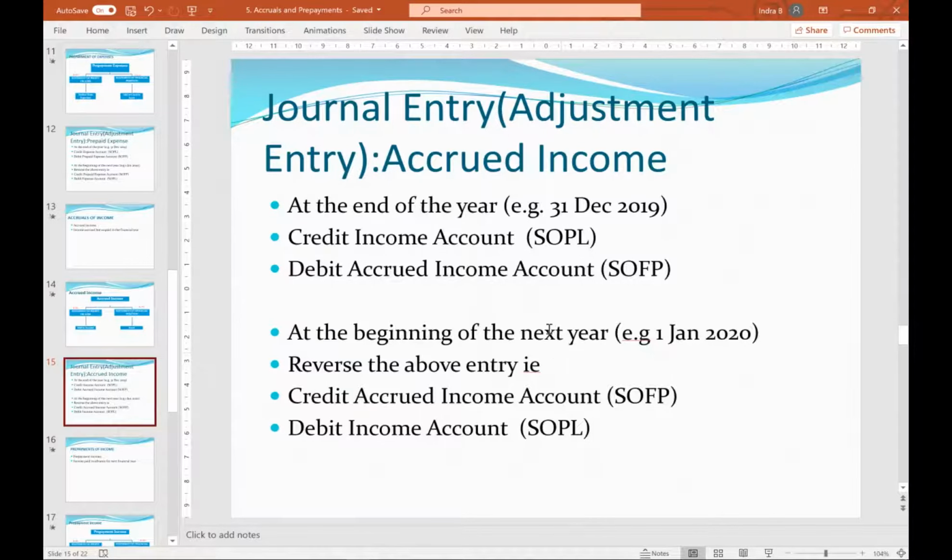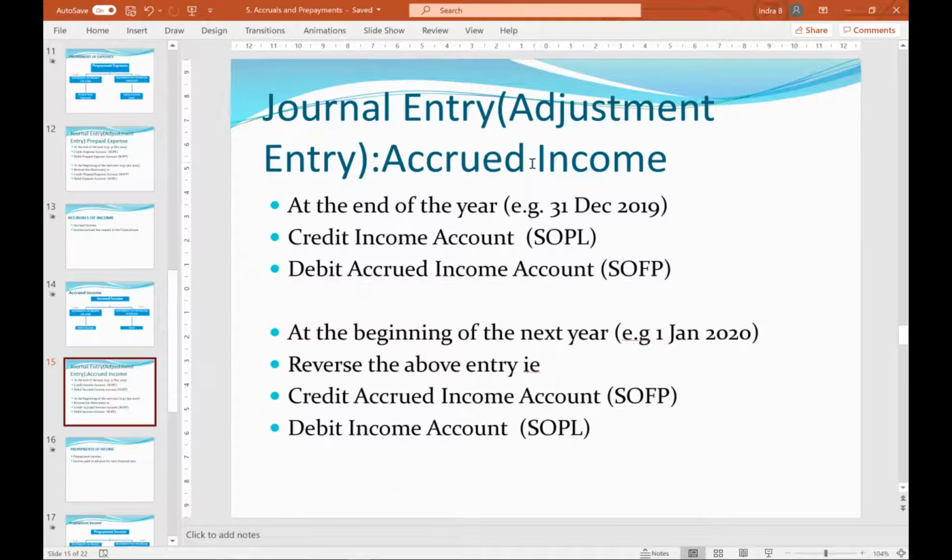Journal entry, adjustment entry for the accrued income at the end of the year, 31st December 2019: credit income account, debit accrued income account. At the beginning of the next year, 1st January 2020, reverse the above entry: credit accrued income account and debit income account. When we just read that, it sounds confusing. But if we apply our mind to each line, then it makes sense.